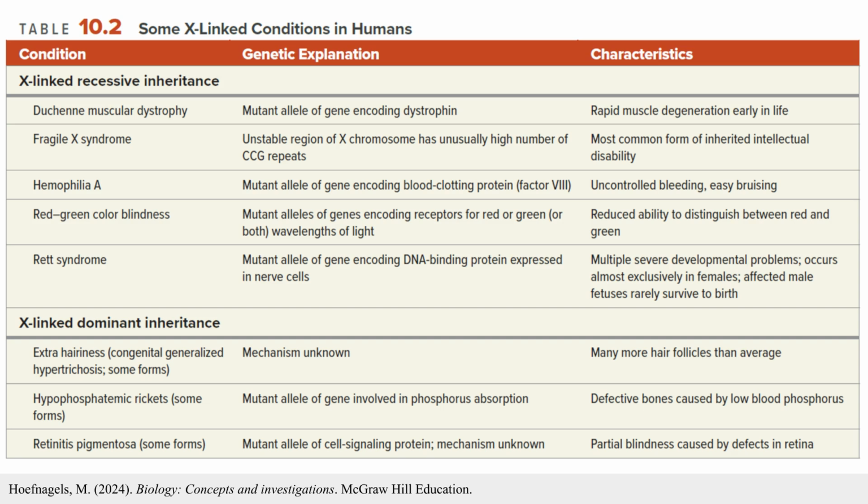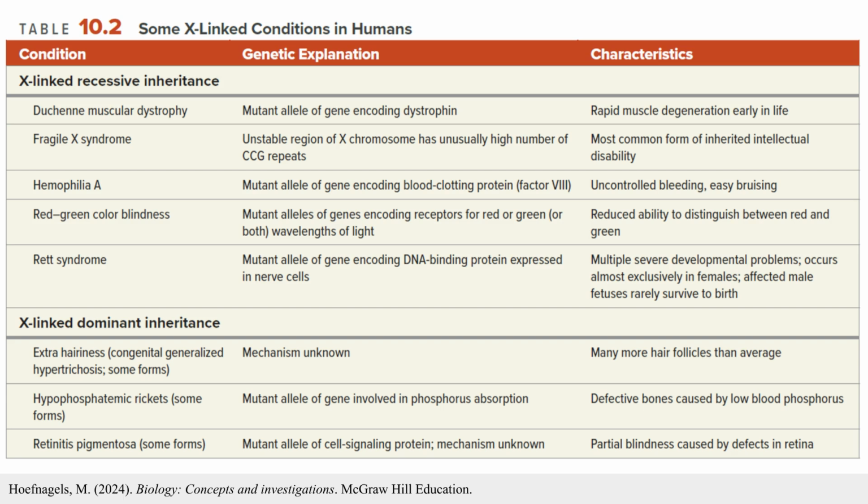The table groups these conditions into X-linked recessive and X-linked dominant inheritance patterns, and it also shows the genetic cause and the main characteristics of each condition. Let us start with the X-linked recessive conditions listed at the top of the table. In these conditions, males will express the trait if their single X chromosome carries the mutation. Females usually need 2 copies of the mutated allele to be affected, so they are often carriers.